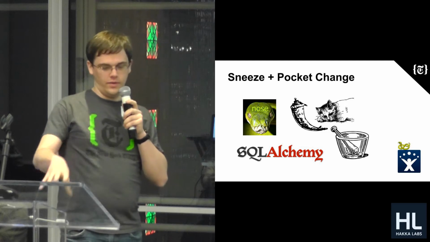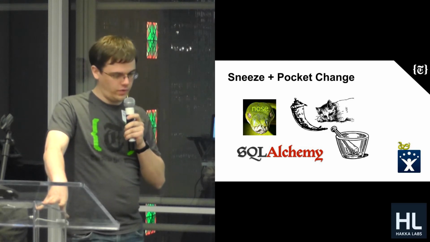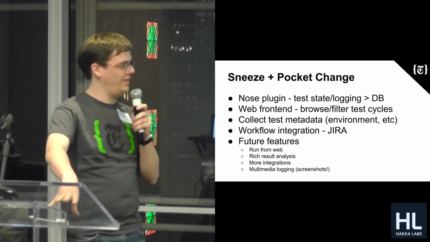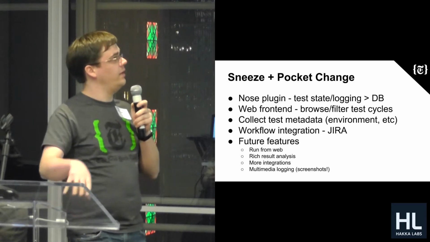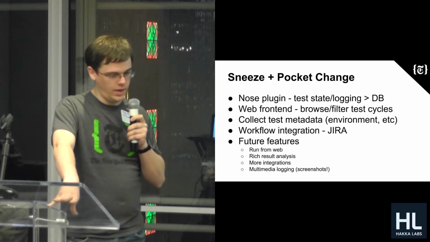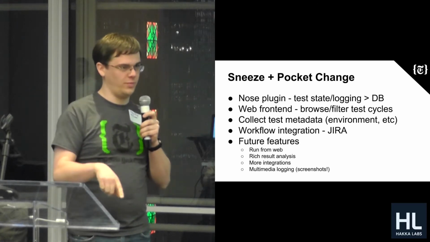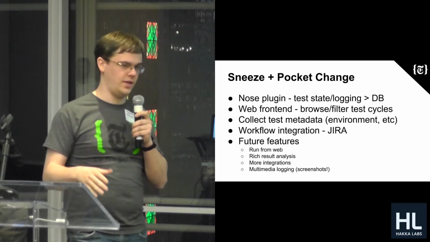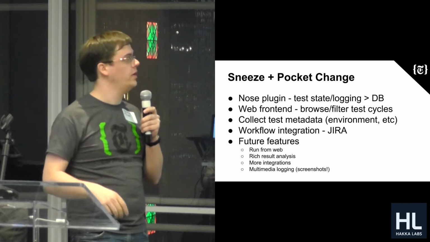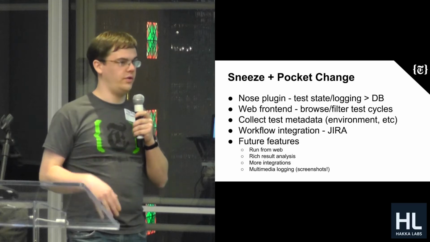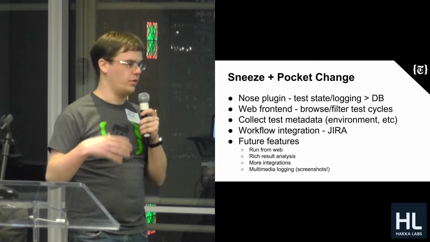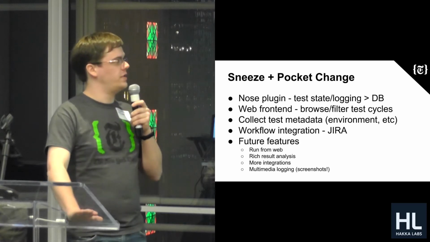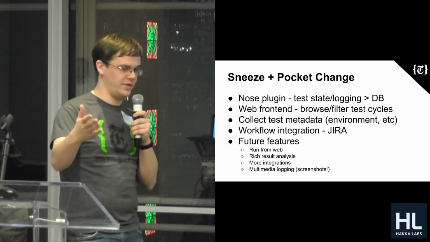It's structured as a plugin to Nose, and basically there's a pluggable plugin. Sneeze is the Nose plugin component that itself is pluggable. It basically manages the logging of test state, what's currently running, your test result, and then allows plugins to add other things that we're keeping track of while the tests are running. Then Pocket Change is the front end that displays all these things.